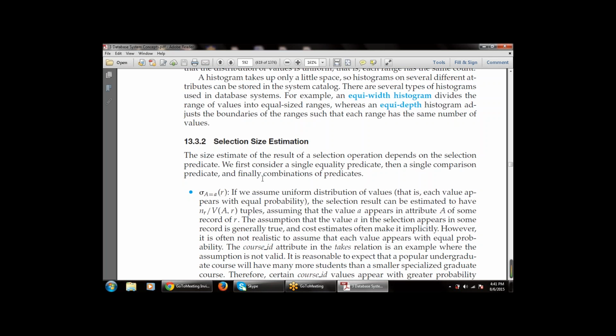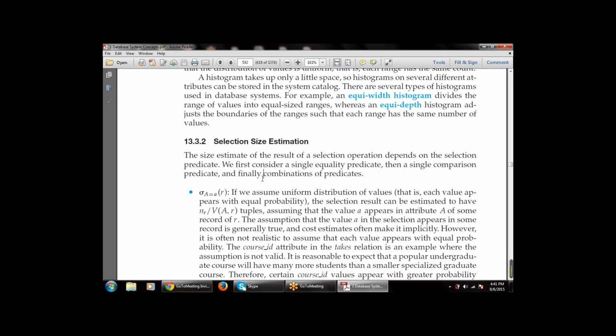So first of all, it considers a single equality predicate, then a single comparison predicate, and finally combinations of predicates. The first one is sigma A equals to a. If I assume a uniform distribution of the values, each given with equal probability, the selection result can be estimated to have nr divided by V(A, r) tuples, assuming that the value a appears in the attribute A of some records.